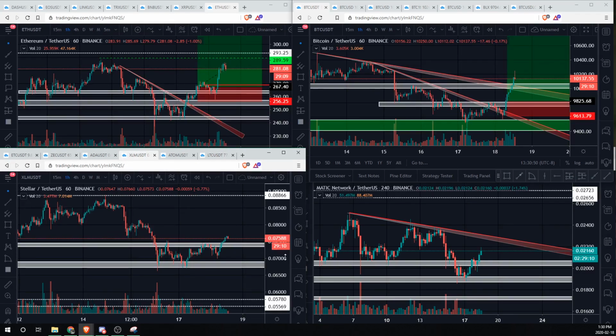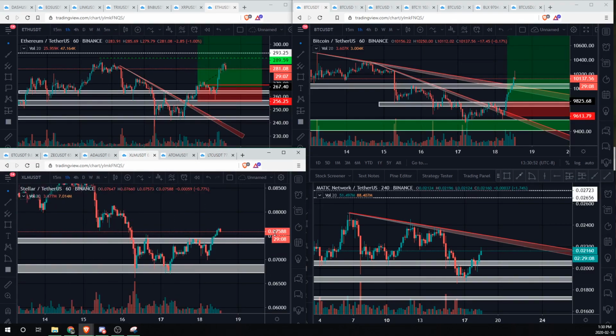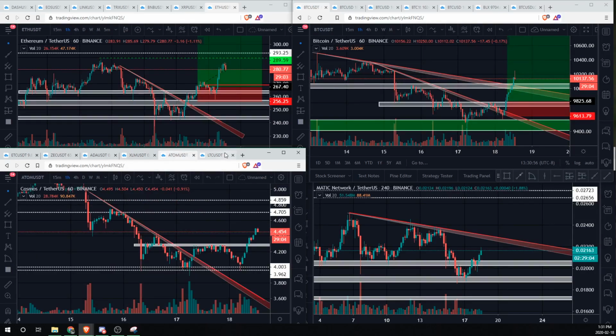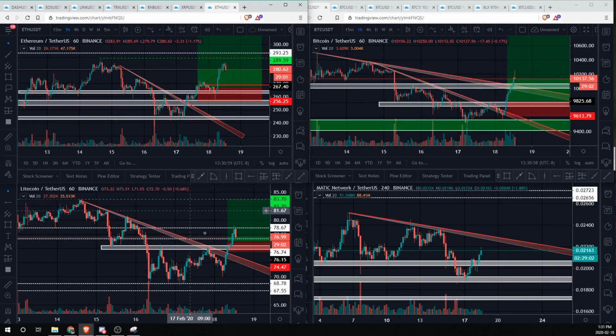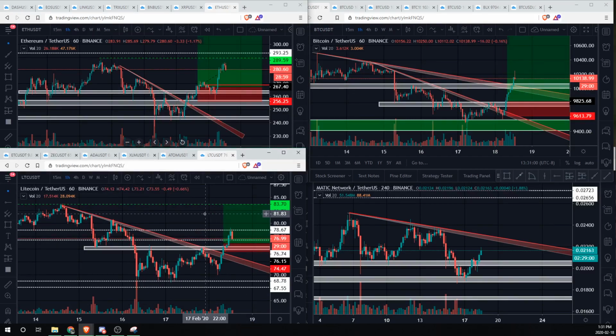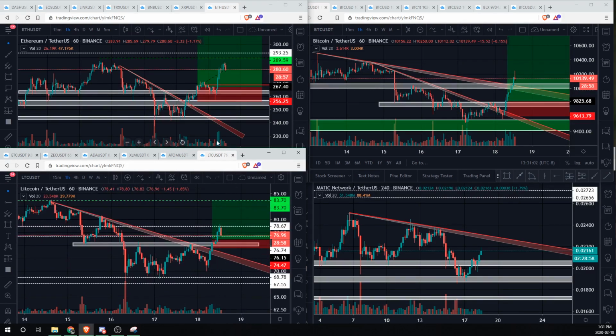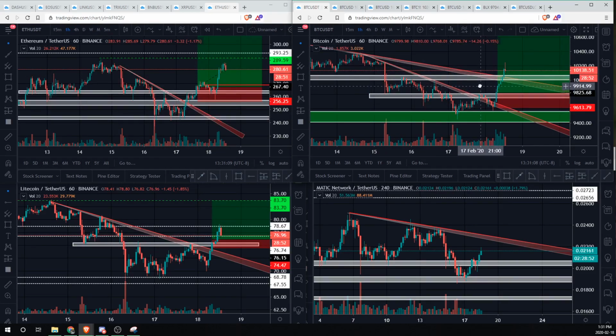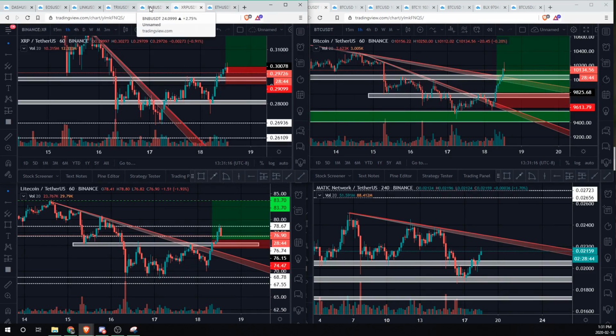Stellar Lumens actually looks pretty good because it broke that recent resistance and now it's pulling back. But yeah, we'll see how the market goes. I don't want to make too many assumptions. I just want to see how these current trades are going to go. I have stop losses already set. I think what I will do is, once this gets established, I'll move my stop loss to basically break even, so I don't have any risk on the table.